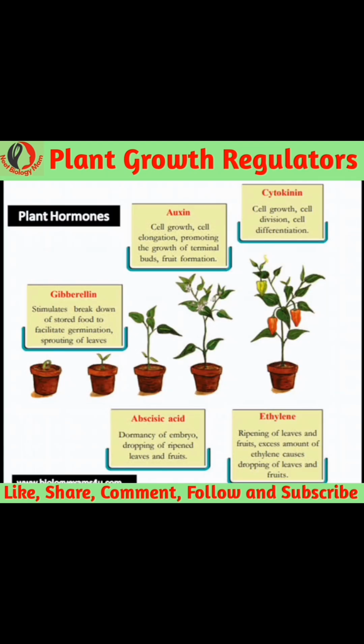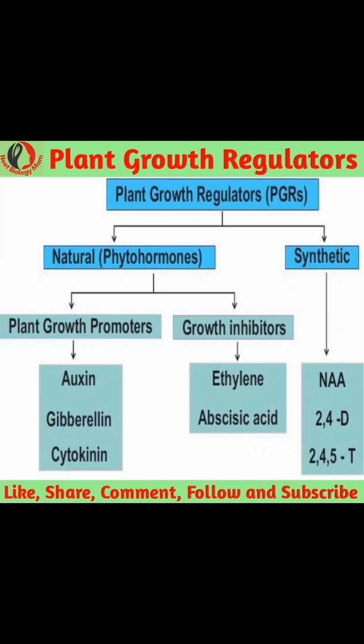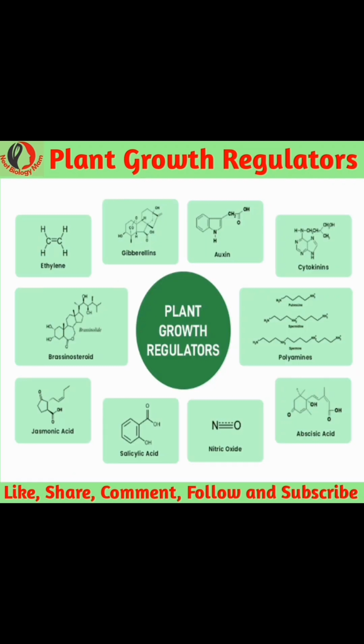Based on their actions, plant growth regulators are broadly classified into two major groups: plant growth promoters and plant growth inhibitors.